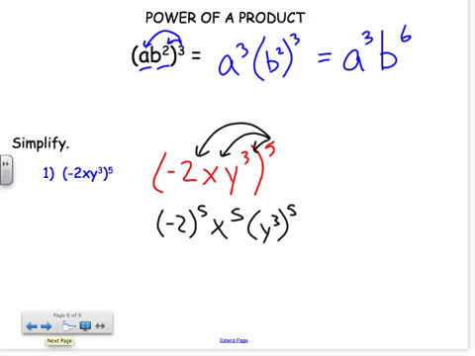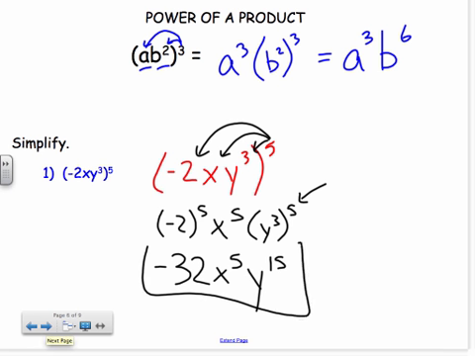I'm sure some of you can skip some of these steps that I'm showing right here, but I just want everybody to be able to see this. Well, if I take negative 2 times itself 5 times, I'm going to get a negative answer, right? An odd number of negative factors gives me a negative answer. And 2 times 2 is 4, times 2 is 8, times 2 is 16, times 2 gives me 32. So I have a negative 32, x to the 5th, and like we said, a power to a power, I multiply. So 3 times 5 gives me y to the 15th. So there's my final answer. I simplified that monomial into negative 32, x to the 5th, y to the 15th.